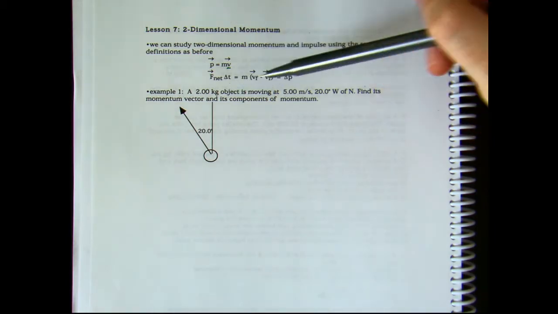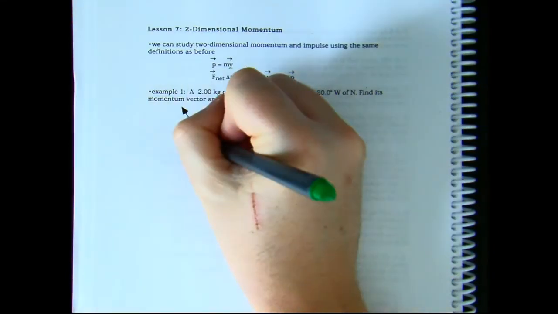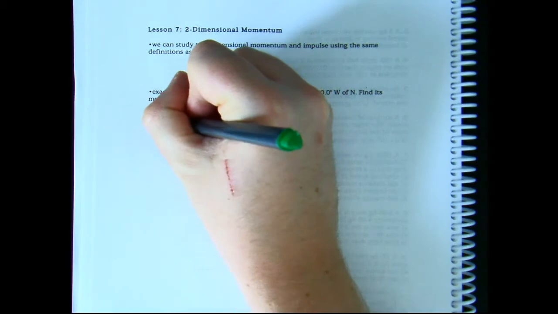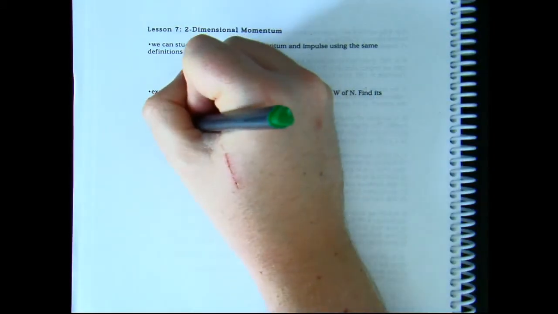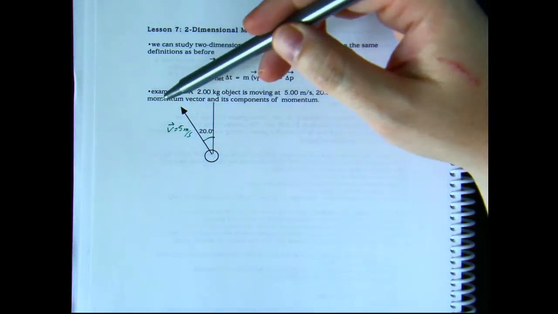So how we deal with these things now in multiple dimensions is going to be similar to how we dealt with kinematics in multiple dimensions. We have to add vectors together appropriately. So here's our first example. If we have a 2 kilogram object moving at 5 meters per second at 20 degrees west of north, so we got 20 degrees west of north, and this thing has a velocity here of 5 meters per second. We want to find the momentum vector, and we want to find its components of momentum.